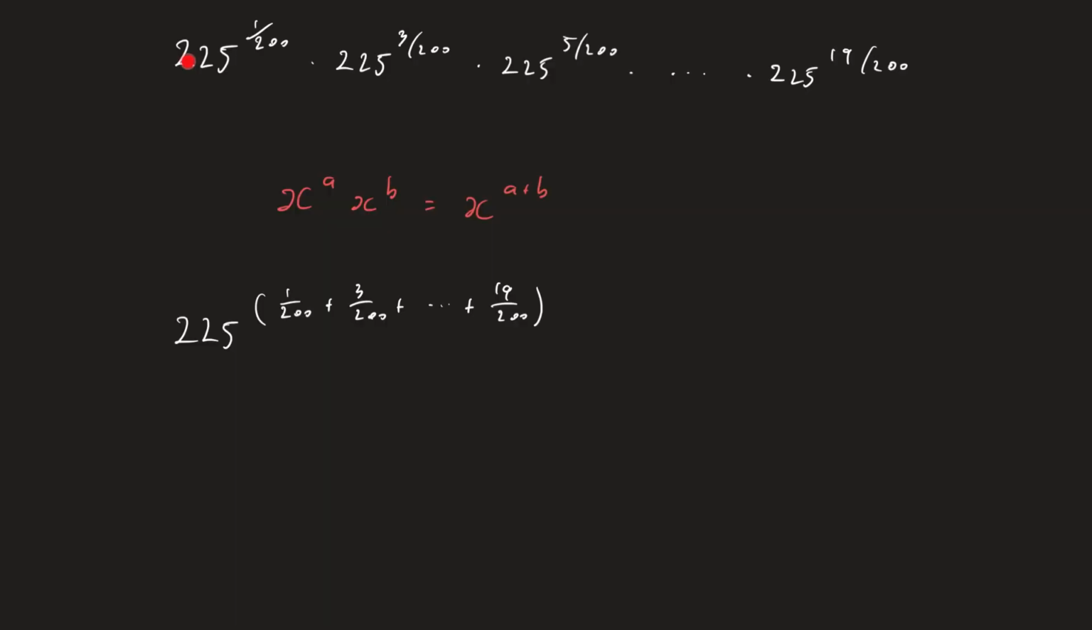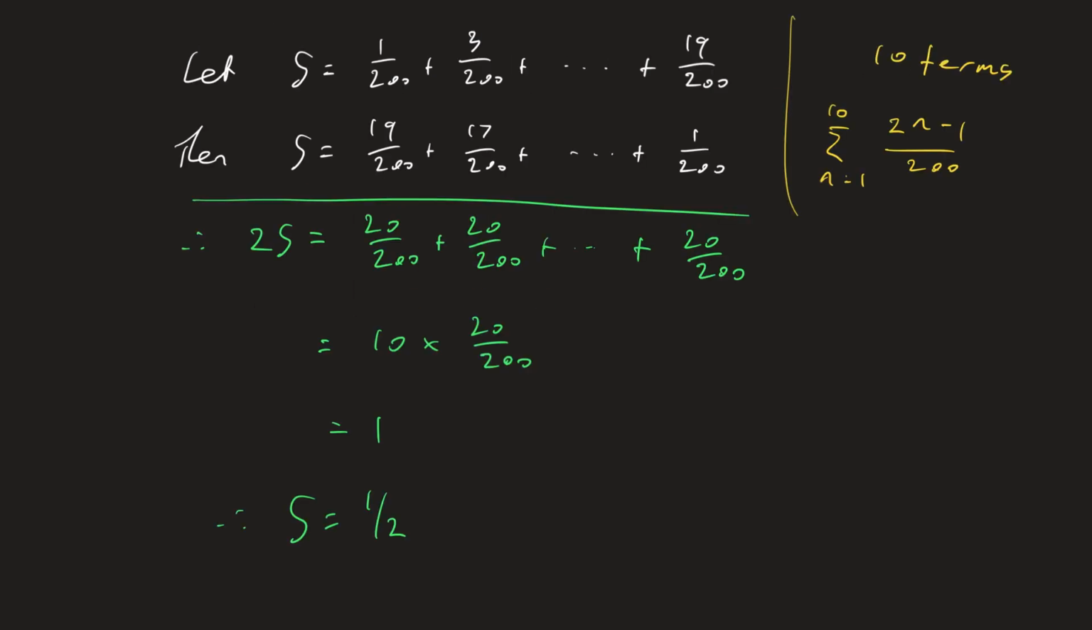Today's problem is to evaluate this expression here. Remember that if we have something to the power of a times the same thing to the power of b, that's equivalent to that something to the power of a plus b. Therefore, this expression is the same as 225 to the power of 1 on 200 plus 3 on 200 plus 5 on 200 all the way up to 19 on 200.